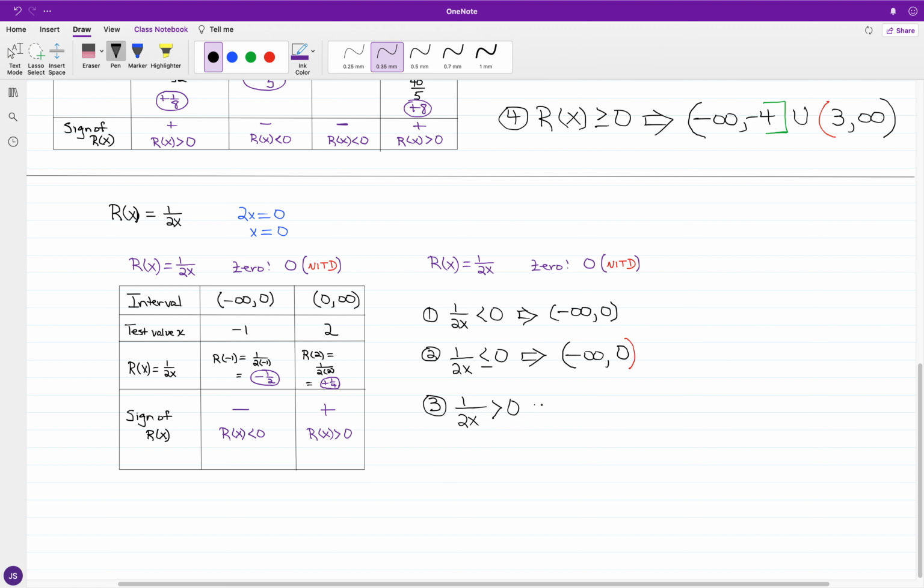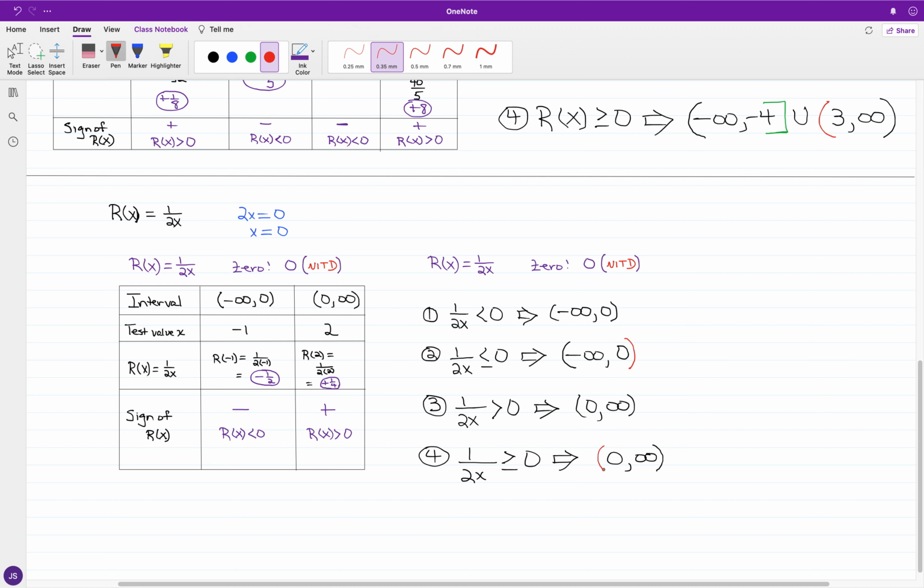And for 1 over 2x is greater than 0, where r of x is greater than 0, we're looking at, once again, positive values. So you have parentheses around 0 and infinity. Now for 1 over 2x is greater than or equal to 0, again, we have between 0 and infinity. Again, infinity is boundless. And once again, we've got the equal sign. However, 0, or only 0, is not in the domain.